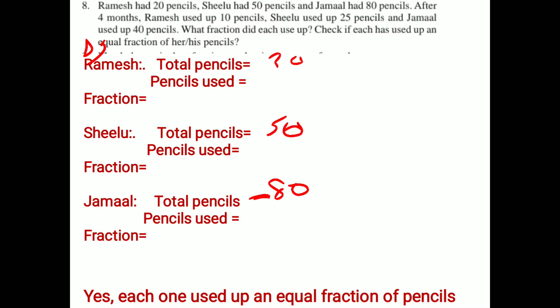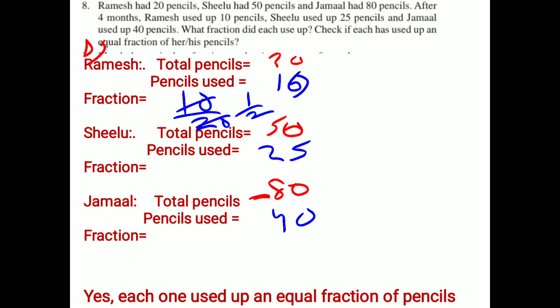Now, after 4 months, Ramesh used 10 pencils. So, total pencils Ramesh used are 10. And Shilu used 25 pencils. Jamal used 40 pencils. You have to find the fraction of each one. So, the fraction of Ramesh will be 10 by 20, and if I do cutting, it will come 1 by 2. Clear? The fraction of Shilu is 25 by 50, 25 ones are 25, 25 twos are 50. And Jamal's is 40 by 80.